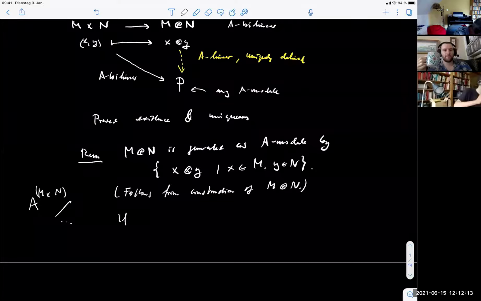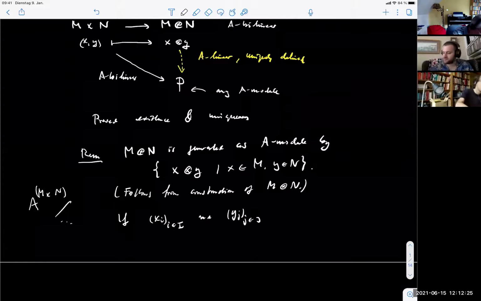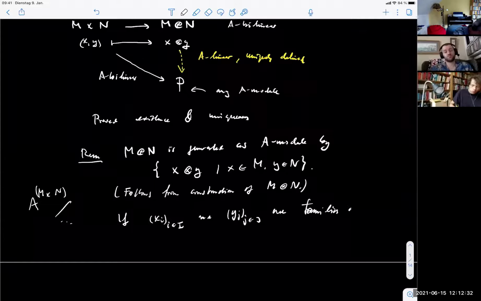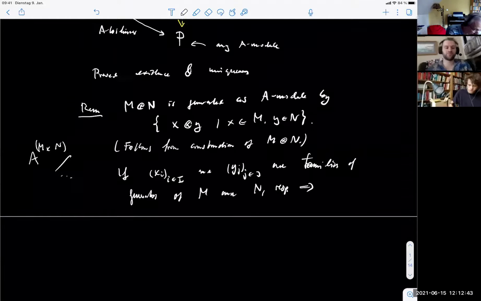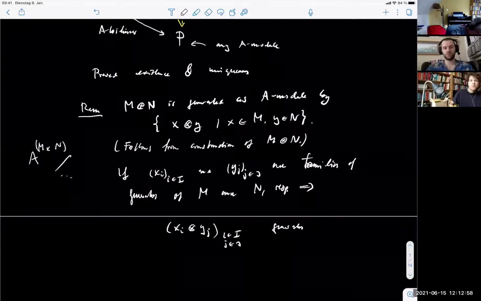So, a conclusion which is very useful. If I have two families of generators, x_i and y_j, which are families of generators of M and N respectively, as A modules, then the products of these generators, x_i tensor y_j, this family generates the tensor product. I think this is also obvious.